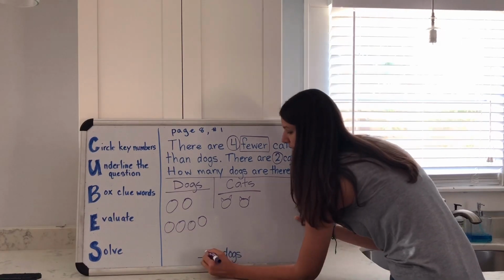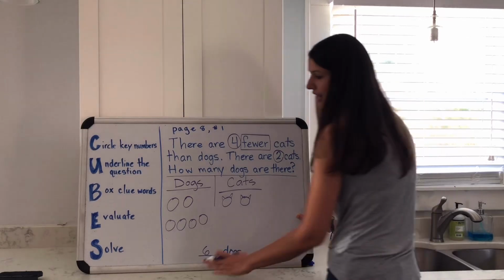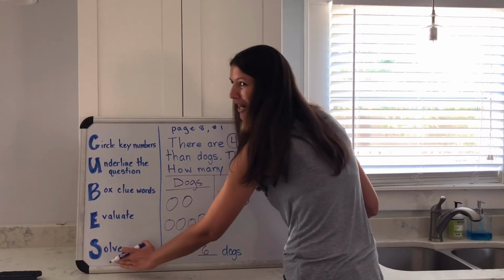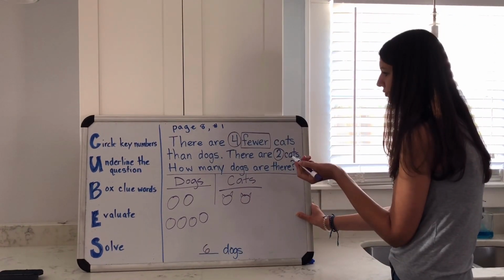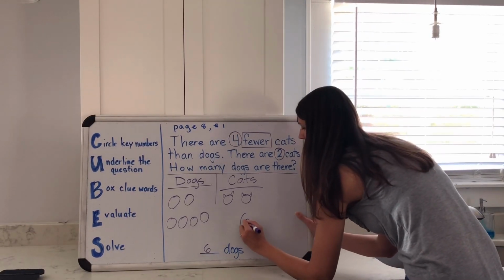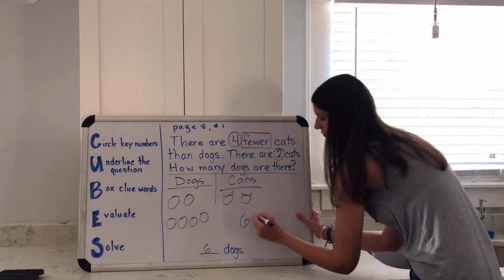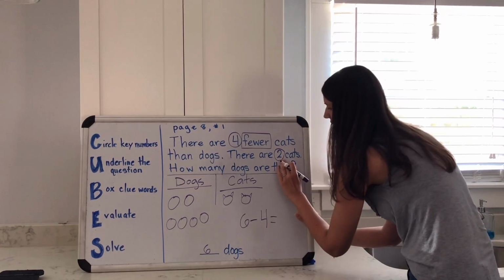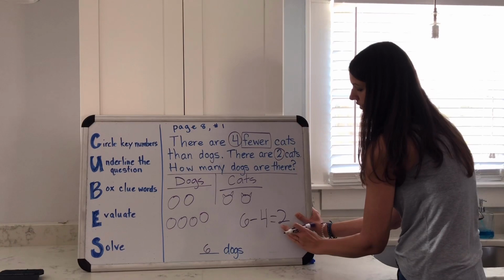So I'm going to put 6 down here, but now I'm going to make sure that I already did my evaluate and I did my solve, but I need to make sure my answer makes sense. So now I'm going to put it into a problem. So I have 6 dogs. 4 fewer would mean subtract 4. And it should equal 2 if I did my problem correctly. 6 minus 4 equals 2.